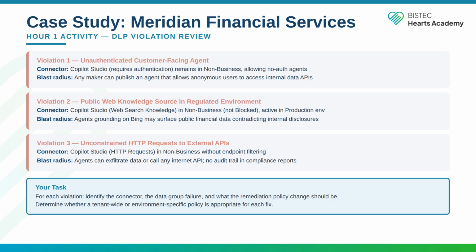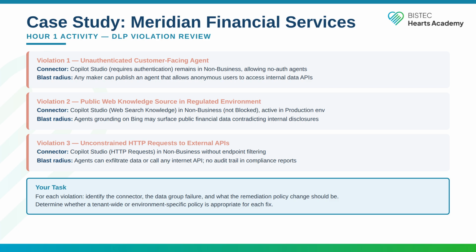That means any maker in the tenant can publish an agent that allows anonymous users to interact with it, including agents that connect to internal data APIs. The blast radius is significant. An unauthenticated agent with access to internal systems is an open door to any user who can reach the agent URL. The remediation is to move the connector to blocked.